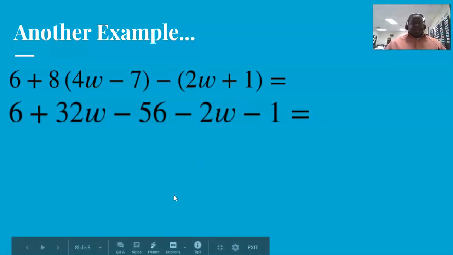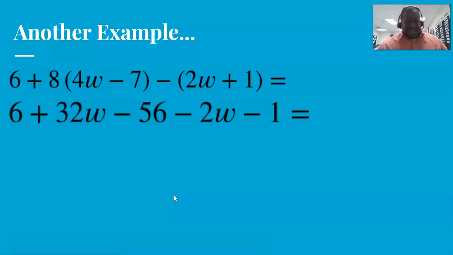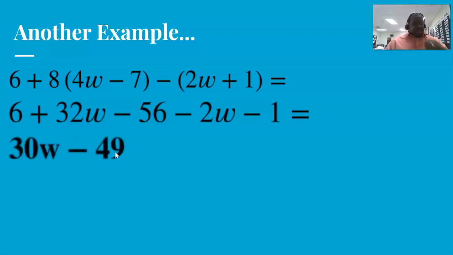negative 1 times positive 1 is negative 1. Okay, and then when we get to our next step, we're going to end up with negative 50, should be negative 51 for our answer, but let's see what we actually have here. All right, so I want you to notice here, this is going to be negative 50.